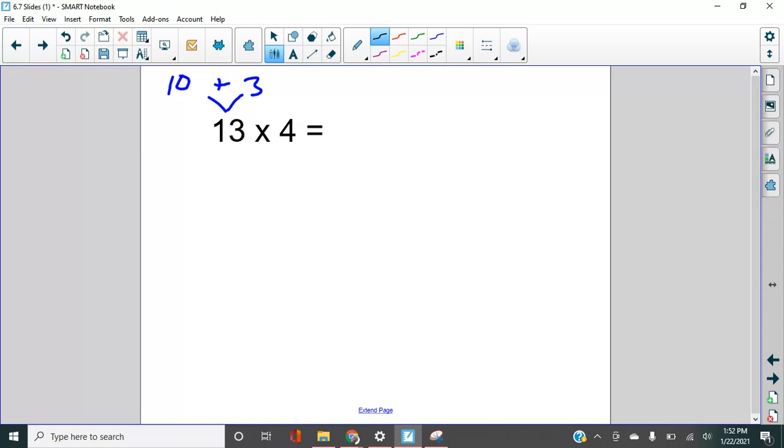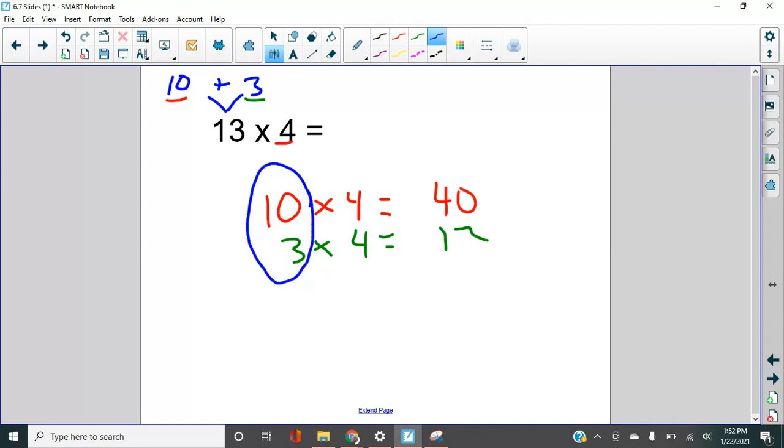And so I can take each one of these parts. I'm going to take this one first and multiply it times the other factor. 10 times 4 equals 40. And now let me do the other one. Here's 3. 3 times 4 equals 12. So look, do you see what I did here? The 13 that I used to have is right there. And I was multiplying times 4. To get my answer, I am going to add up these 2 parts, right? And I would get 52.